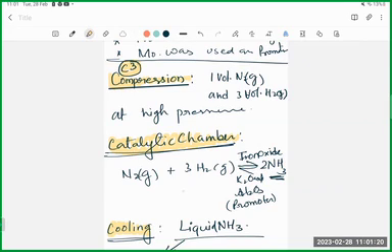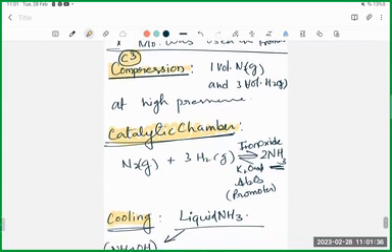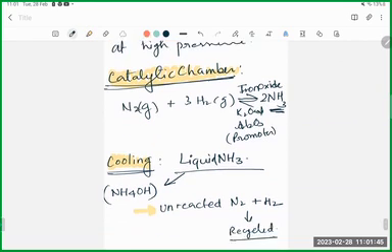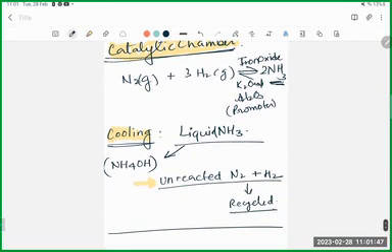Then it has to be sent for the cooling. Once the reaction happens, nitrogen and hydrogen combine and produce ammonia. So it will be sent to a cooling chamber. Once it gets cooled, it will be collected in liquid ammonia form. Some gases do not get reacted; definitely some unreacted part will be left. Those gases will be sent back and recycled.